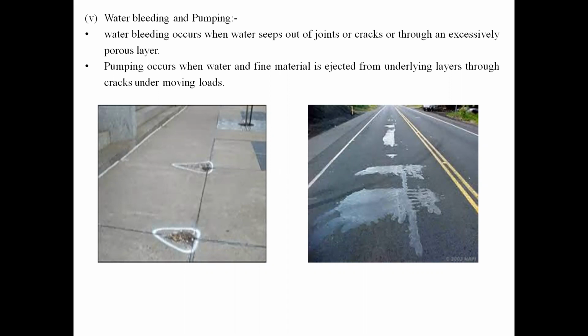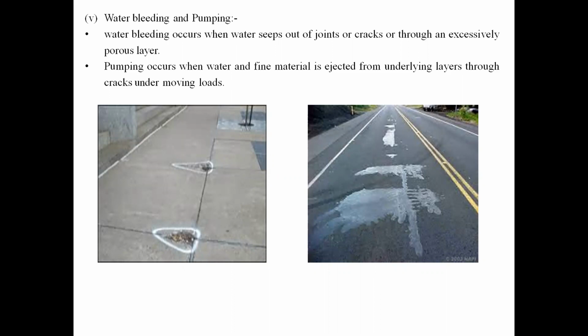The main causes of water bleeding and pumping are porous pavement as a result of inadequate compaction during construction or poor mix design. It is also caused by a high water table, and by poor drainage facilities provided in the pavement.